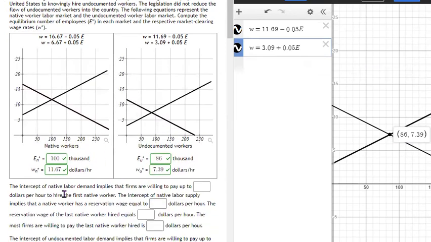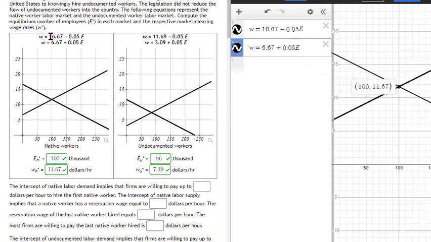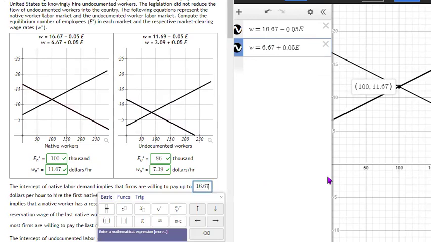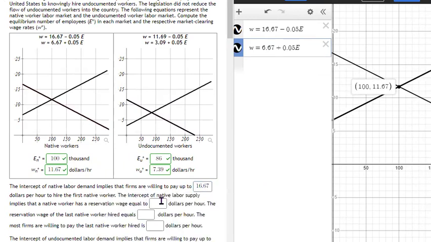Okay. The intercept of the native labor demand implies that firms are willing to pay what? So firms are willing to pay up to 1667 for that first native worker hired. The intercept of the native labor supply implies a native worker, at least one, has a reservation wage that is as low as 667. So the native worker with the lowest reservation wage is just about 667, right?